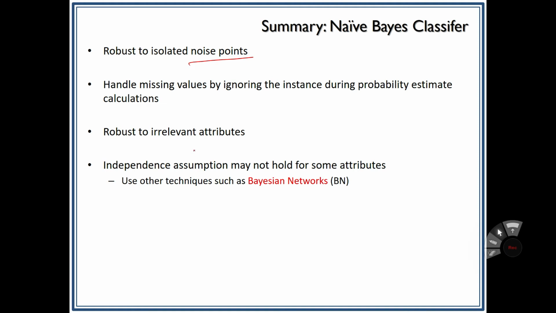So it is robust to noise points, and it can handle missing values by just ignoring the instances, those observations having missing values, during the probability estimate calculations. When we estimate the conditional probabilities, if there is a missing value, we just ignore that specific observation.